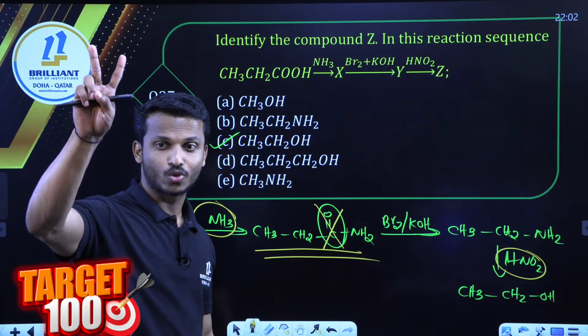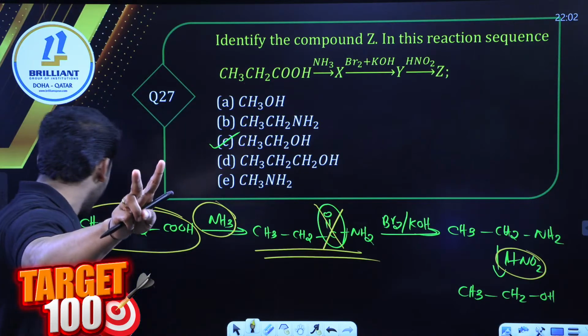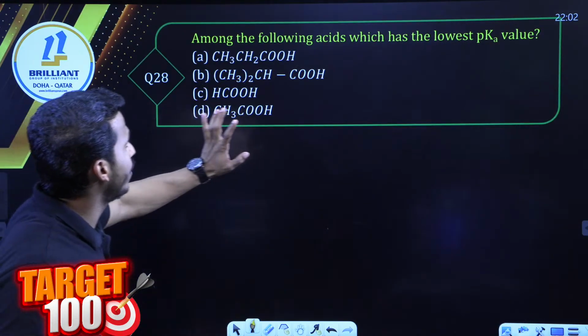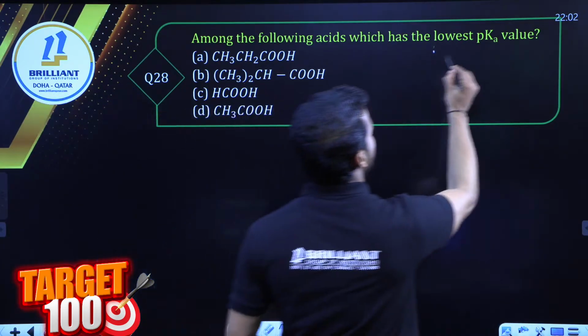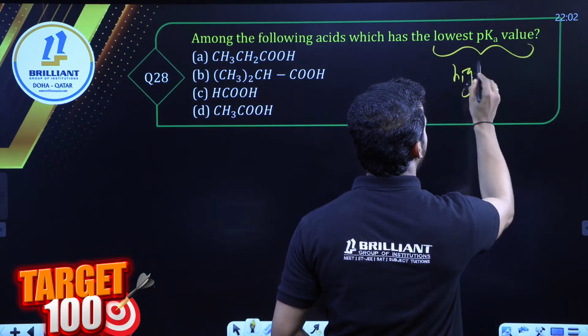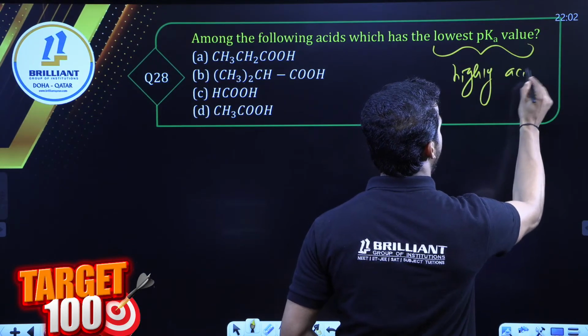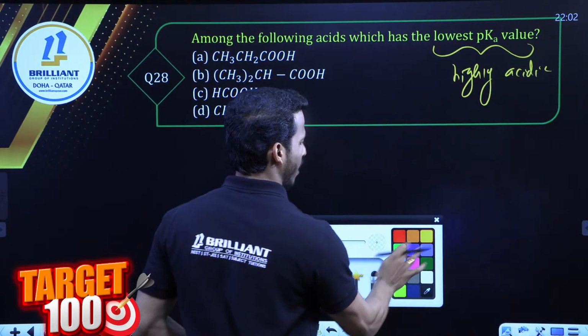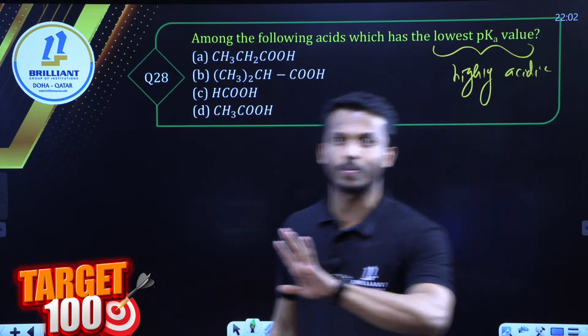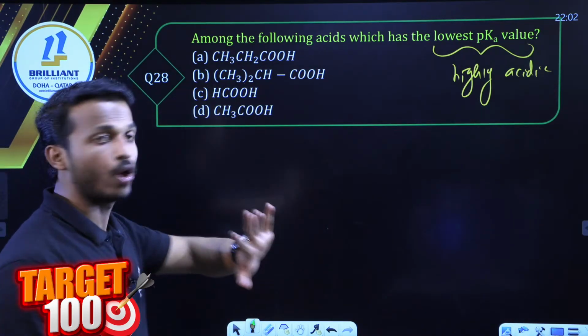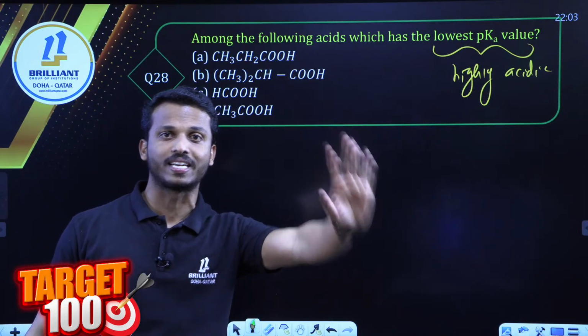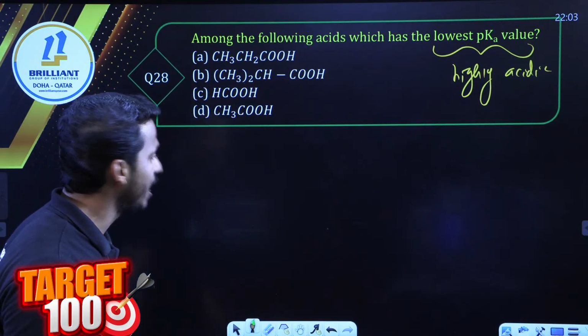Dear all, just 2 minutes left. Next question, among the following acids which has the lowest pKa? Come on fast. Dear all, lowest pKa means highly acidic. Which is the one highly acidic? Come on everyone. Just 2 minutes left. Which of the following acids has the lowest pKa, which means highest acidity?